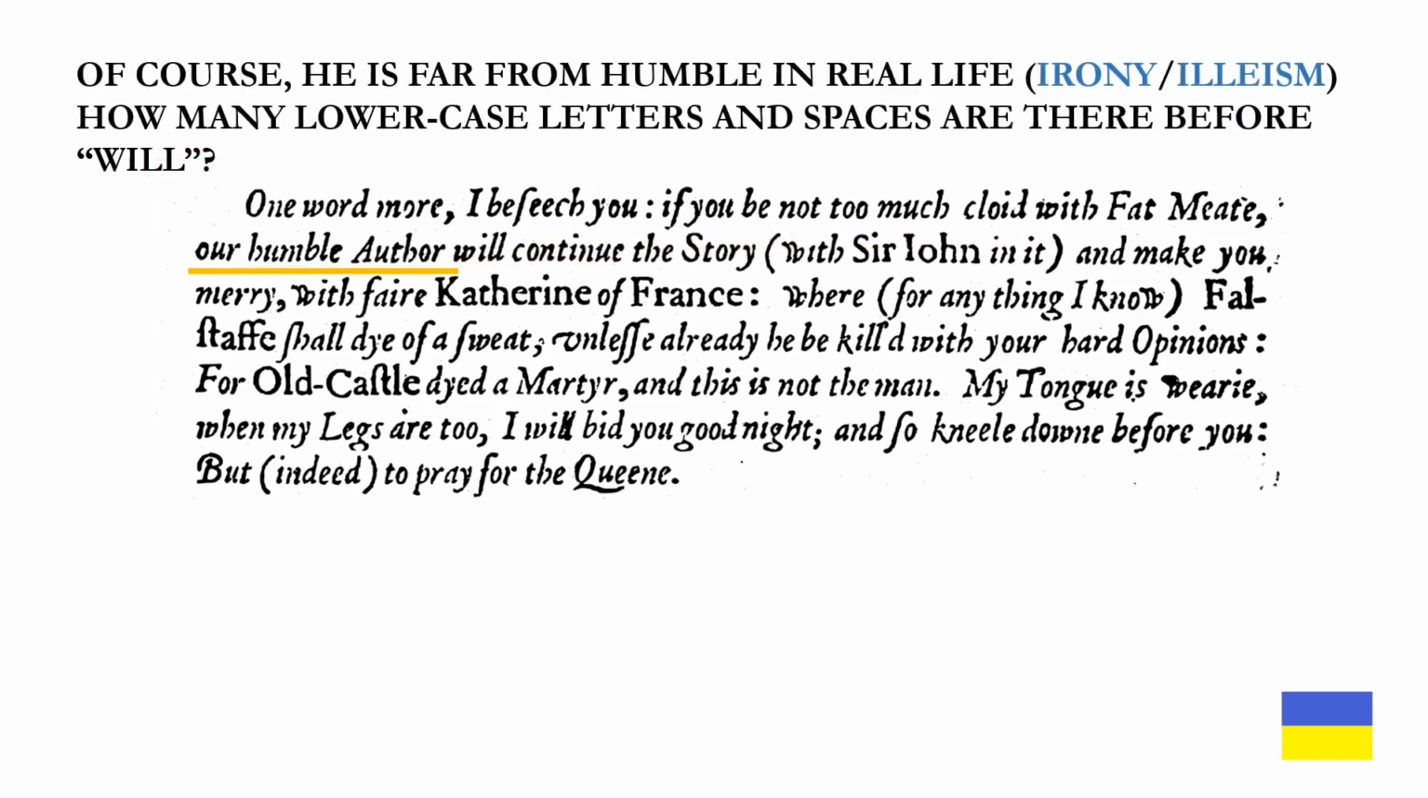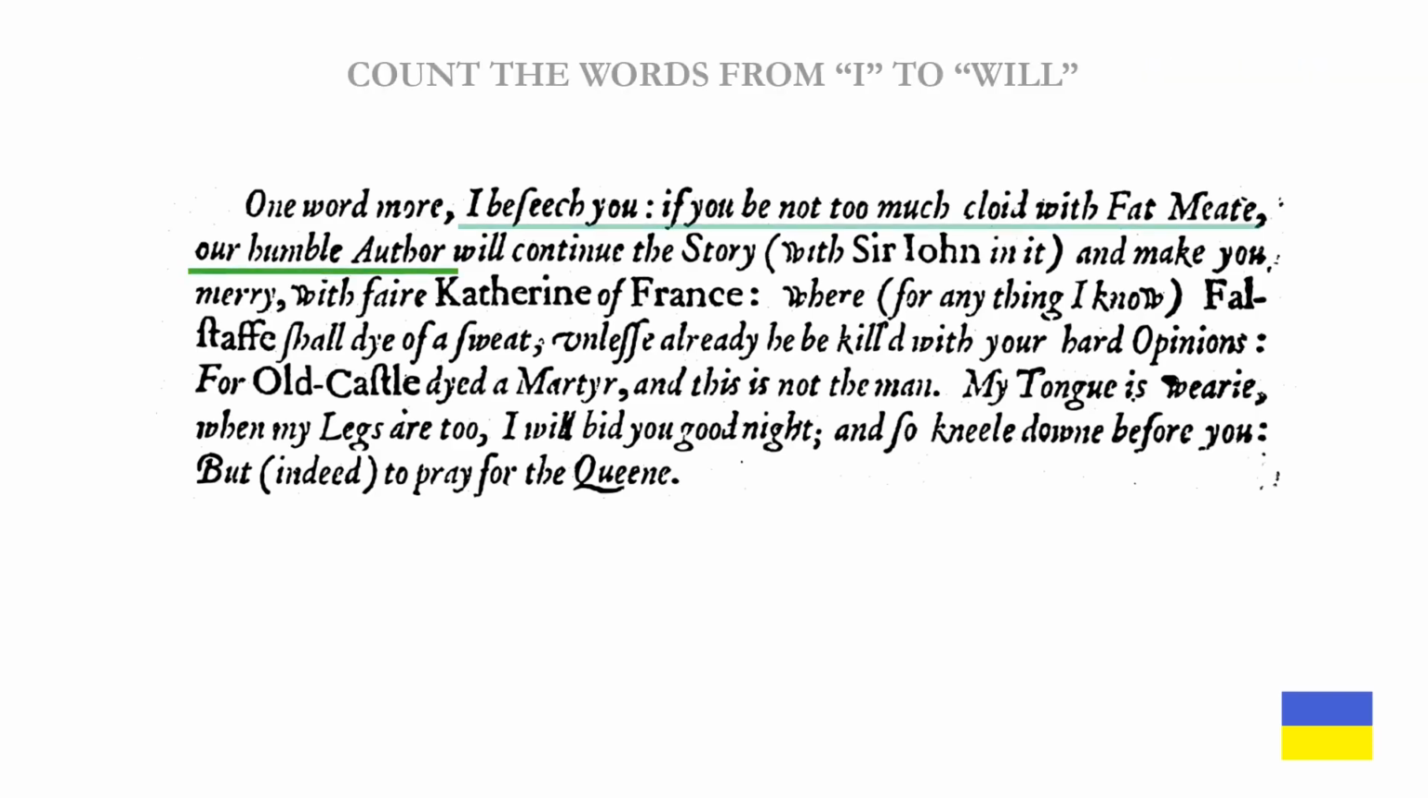Of course, the real author is far from humble. And this is meant in irony, and it's an example of Illeism in which he refers to himself in the third person. How many lowercase letters and spaces are there before "will" on this line? It's another authorship clue. And count the number of words from "I" to "will." It's another forever clue.